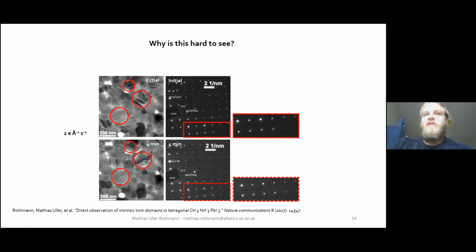So we have to be really, really careful. This is incredibly low dose imaging. So at least we know what we're looking for. This is some example of what we can do with lower magnification diffraction studies.